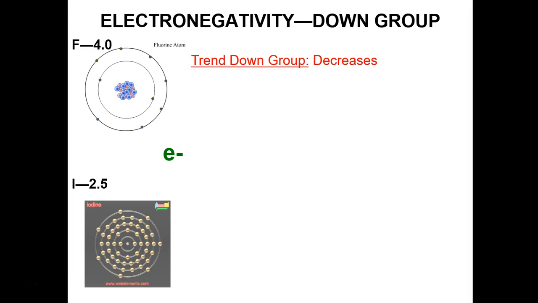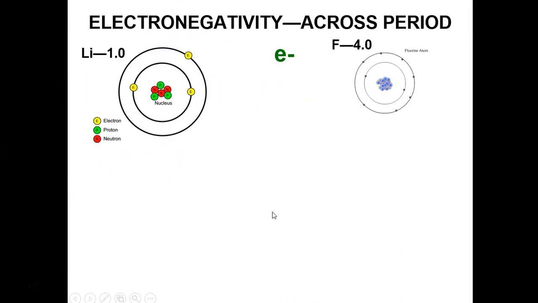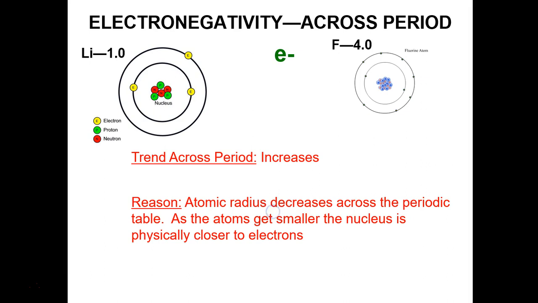All right, so down a group, electronegativity decreases because of the shielding effect. Again, the nucleus is blocked by electrons in the inner energy levels. Now, the nucleus is positive, so the nucleus is trying to attract electrons that live outside of itself. So the more energy levels you have blocking the nucleus, the less effective the nucleus is at attracting electrons to itself. And finally, across the period, the trend is that electronegativity increases, and the reason is because as atomic radii decrease, the atoms get smaller, and the nucleus is actually physically closer to the electrons.